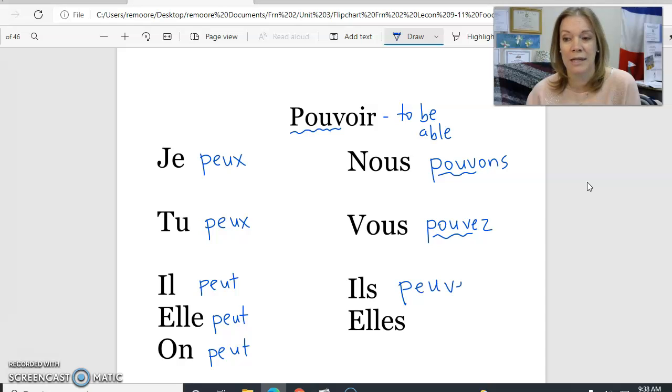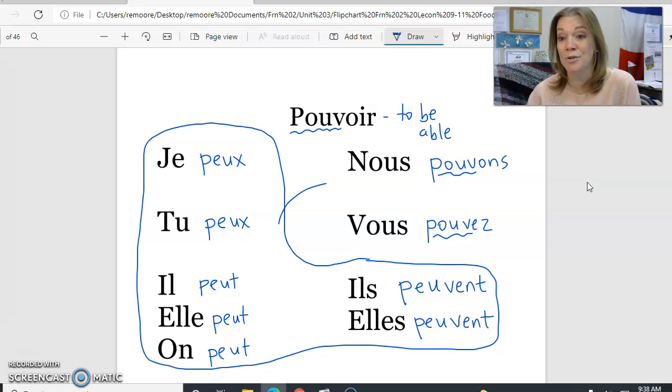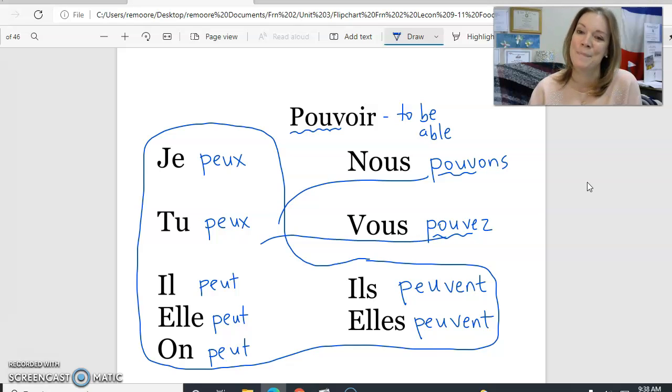P-E-U, V-E-N-T. It's pronounced ils peuvent, elles peuvent, V-E-N-T. And so once again, if I circle the verbs that have the same stem, the P-E-U, I get the shape of a shoe. And nous and vous are the laces because they tie back to the infinitive.